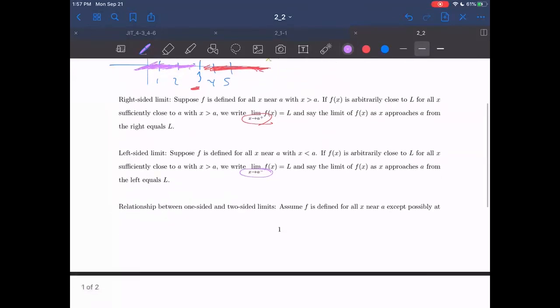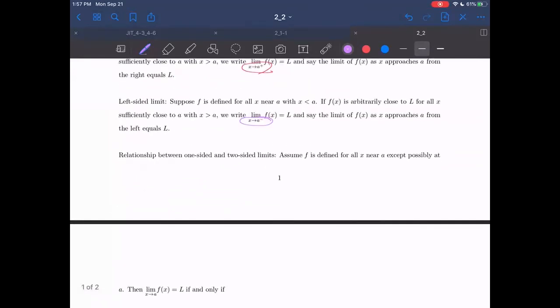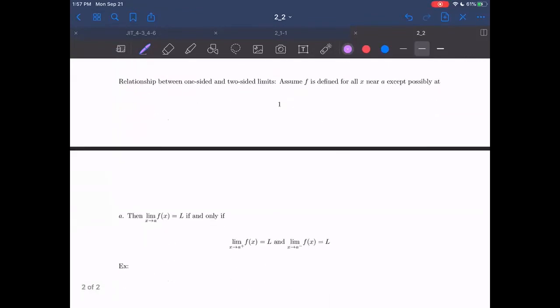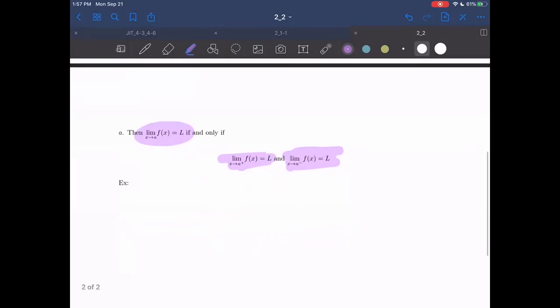Now, if our two one-sided limits are equal, so let's say the right-sided limit is equal to L, and our left-sided limit is equal to L as well, so they're equal to the same number, then our limit itself is equal to that number. If they're not, then that limit doesn't exist. Okay, so let's do an example.